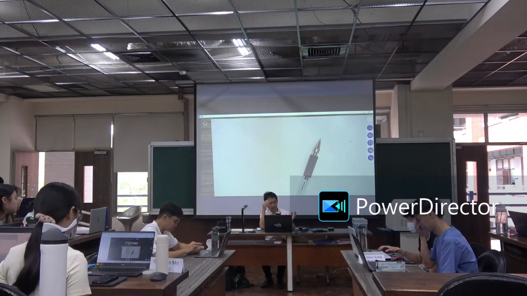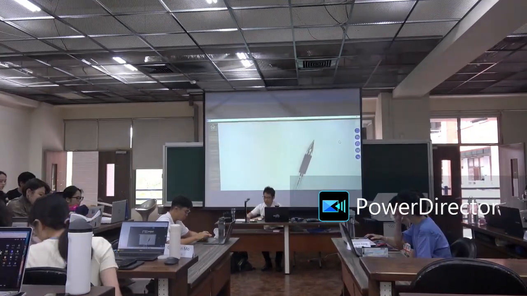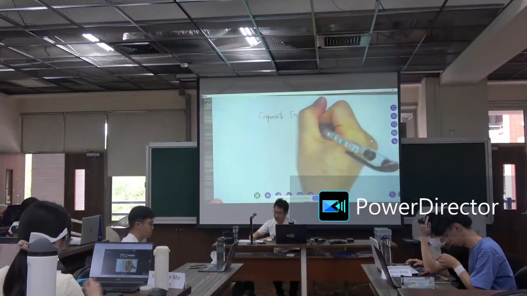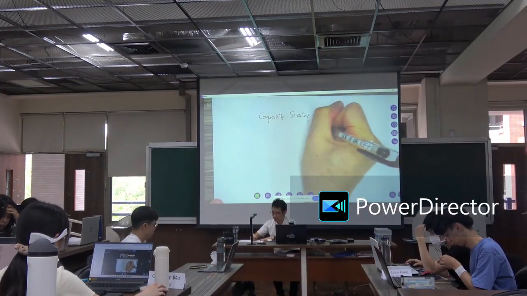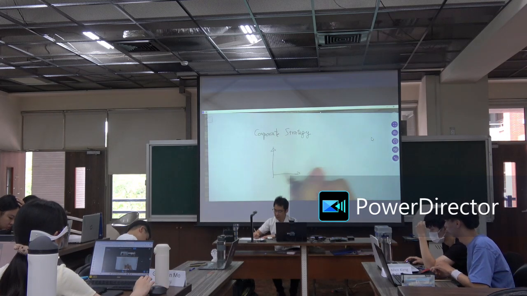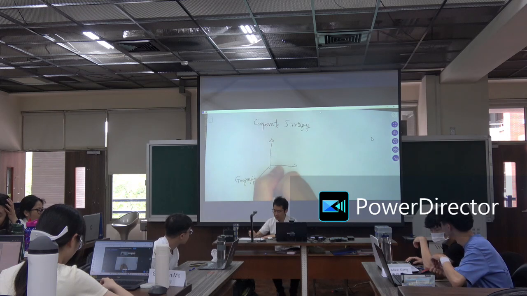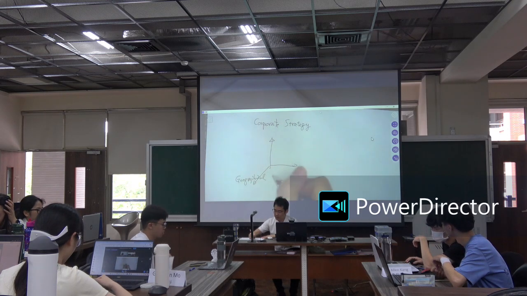Today we are going to study the last topic on corporate strategy. It's about globalization or geographical expansion. As you already know, geographical expansion is one of the three dimensions for the corporate level strategy.